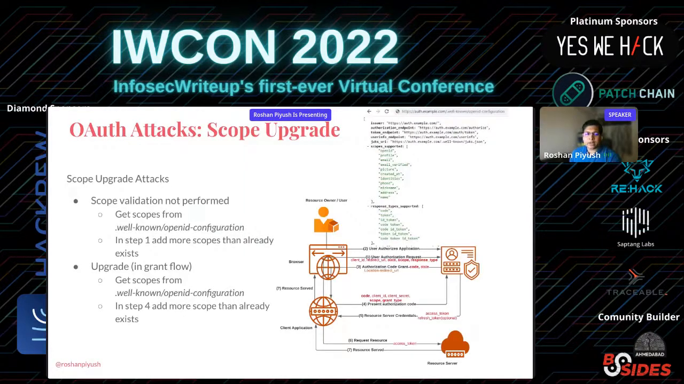Similarly, scope upgrade is a very important attack that is coming up today. We are seeing this in enterprises. What happens is the scope validations are not performed. Because of that, you will be able to add more scopes than already exist. You'll also be able to upgrade the scopes in the grant flow, like in step 1 of the authorization, where you send scopes, you can upgrade them there, or even in step 4, when the authorization code has been granted and is being redirected to the application, you can intercept that and upgrade the scopes. So you'll be able to gain higher privileges and do privilege escalation attacks.